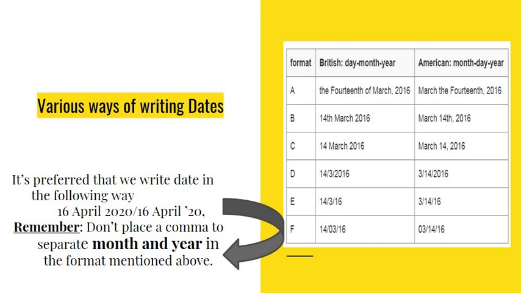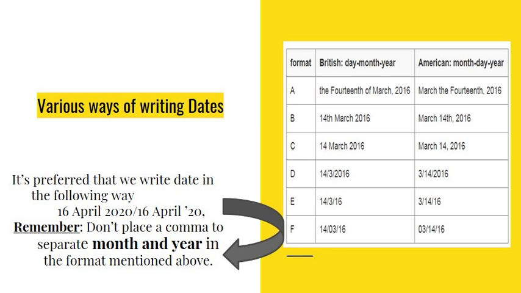Next, we are going to discuss the date format. Date is written under the sender's address. Here is a list of commonly used date formats the world over. It is preferred that you write the date, say 16 April 2020 followed by a comma, or 16 April '20 followed by a comma. April 16, 2020 is also a right format.